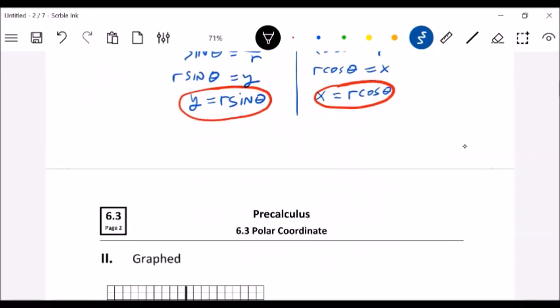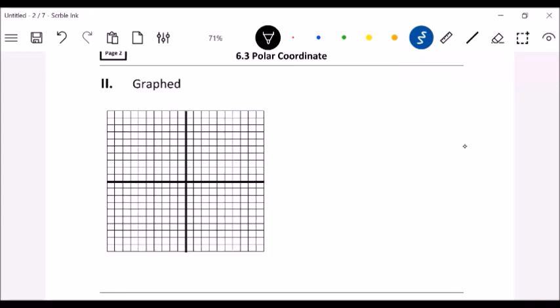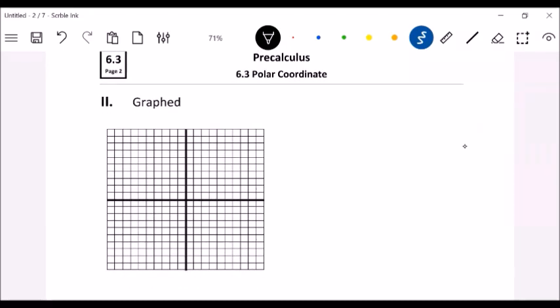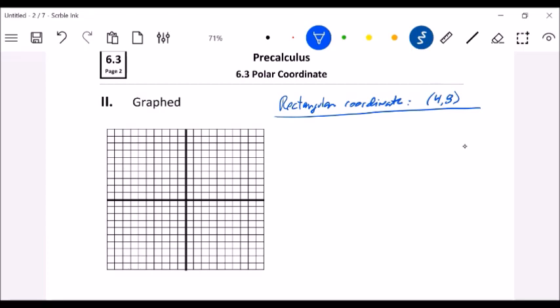All right, let's go on to the next part where we're going to graph some polar coordinates. What we're going to do is graph a rectangular coordinate, and then we're going to find the polar coordinate. So I'm going to take first the rectangular coordinate of 4 and 8. So if I go out 4, 1, 2, 3, 4, and up 8, I'm at this point right here. 4 and 8, that's right here. And we're also at 0, 0.